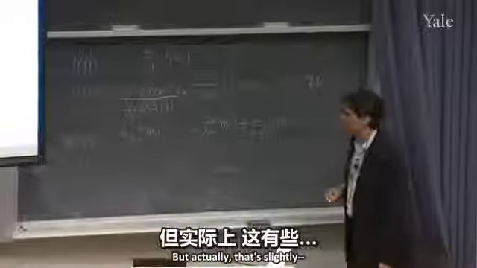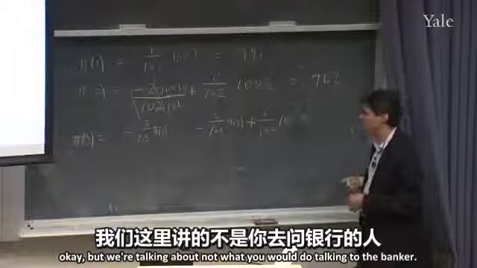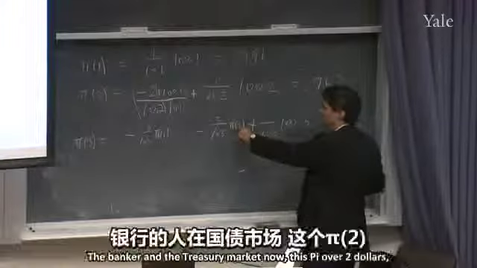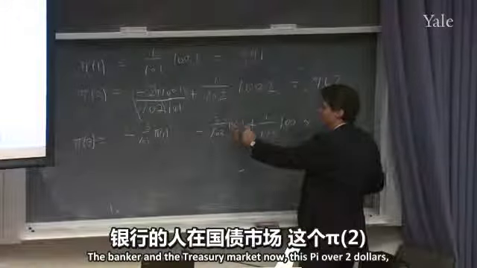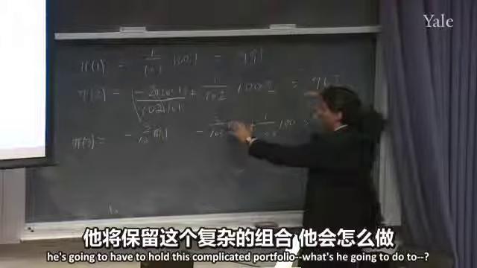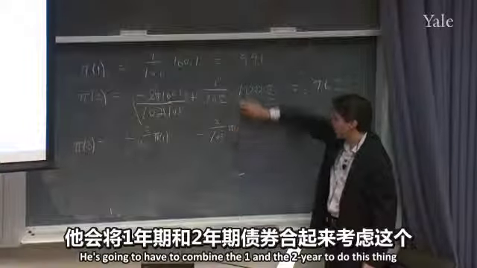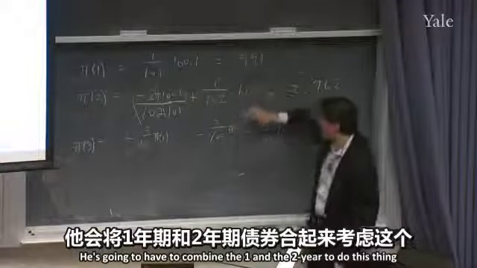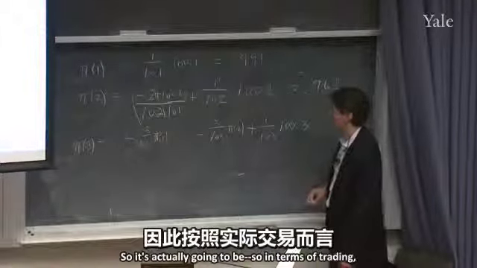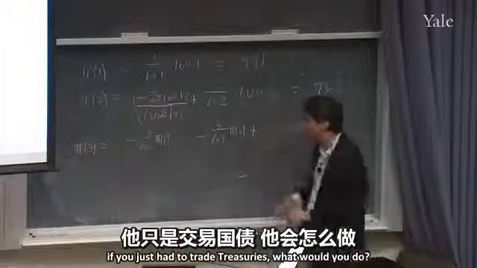But actually, that's slightly, okay, but what would you have to do? We're talking not about what you would do talking to the banker. We're talking about what the banker would do, and he's got to trade in the treasury market. So how's this guy going to do this? The banker in the treasury market now, this pi over $2, he's going to have to hold this complicated portfolio. What's he going to do? Okay, he's going to have to combine the 1 and the 2-year to do this thing, and then the 1-year to undo that thing. So in terms of trading, if you just had to trade treasuries, what would you do?